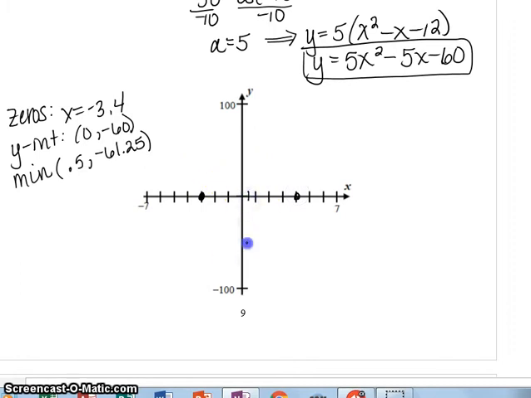Now remember, this is -50, so there's -50. That would be 60, 70, 80, 90. So it's at like 61. So it's going to be somewhere right around here. Oops, it always pops up there. So there's my minimum. Okay, and don't forget, y-intercept at -60.